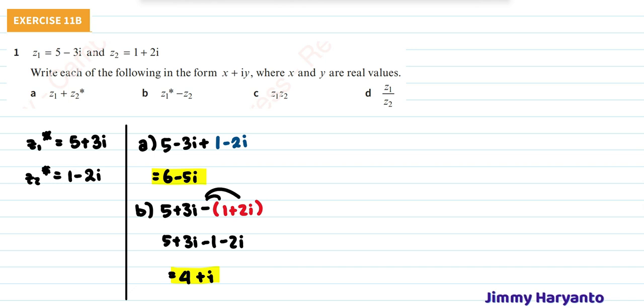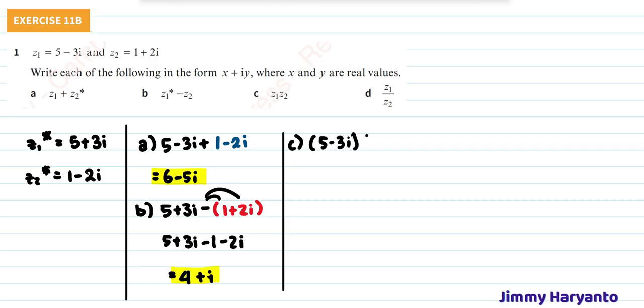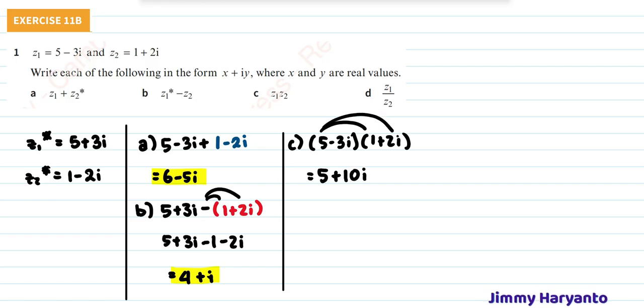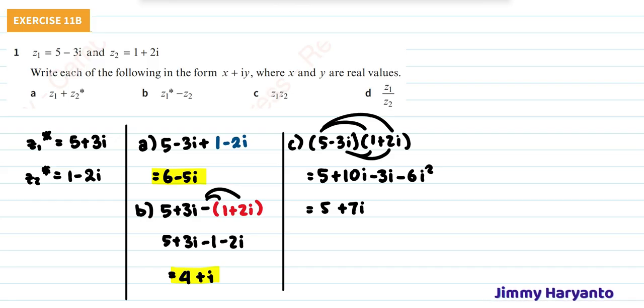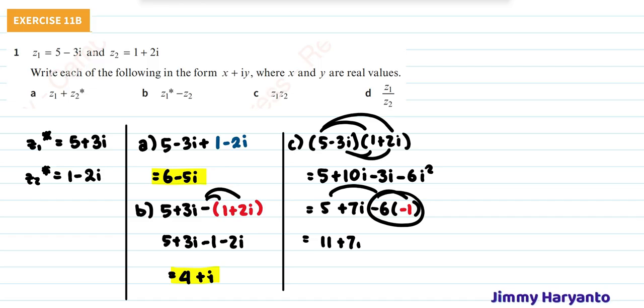And then next is C. For C we have multiplication. That means we have to rewrite it first like this, times it with z2, 1 plus 2i. Let's multiply this. The first one is 5, and then this one is plus 10i, this one is negative 3i, the last one is negative 6i squared. And then we can simplify it like this. The i squared will become negative 1, so this one is negative 6 times negative 1 for the i squared. That means we have 6 for this one. 6 plus 5 equals 11 plus 7i.